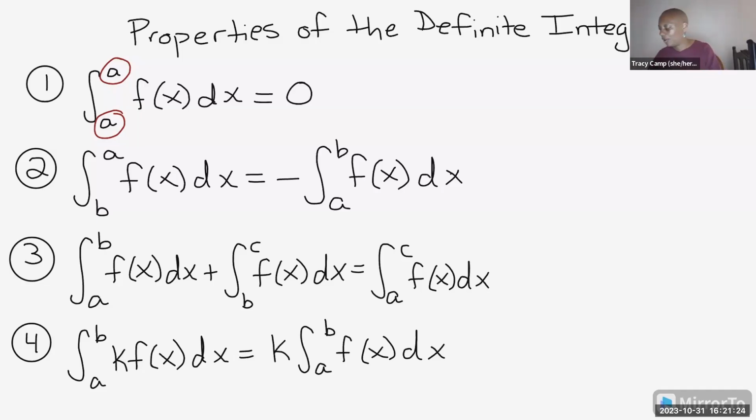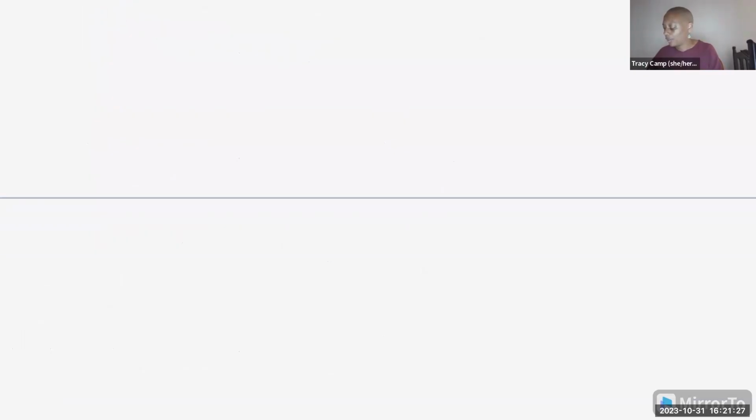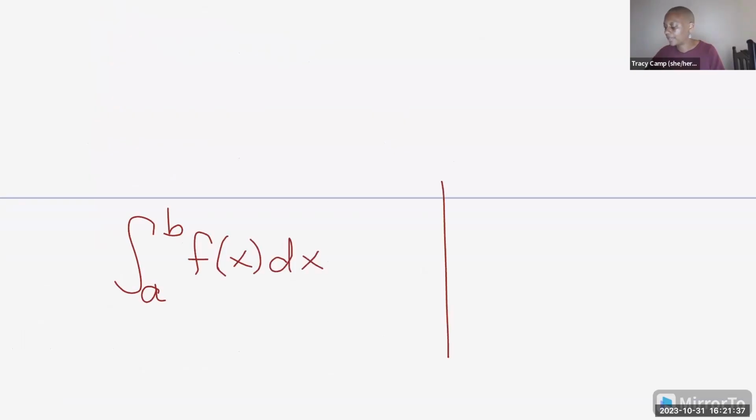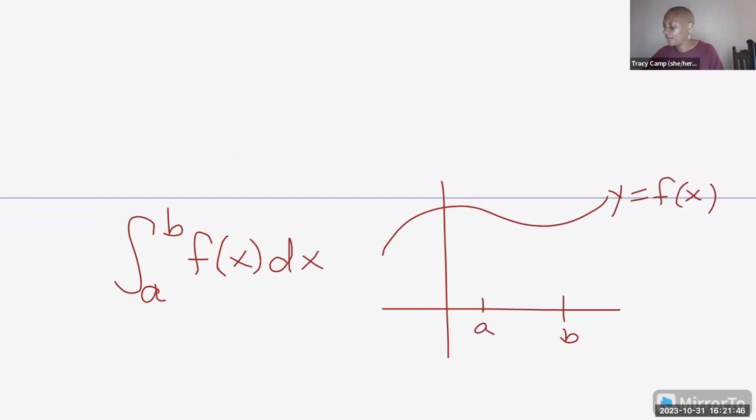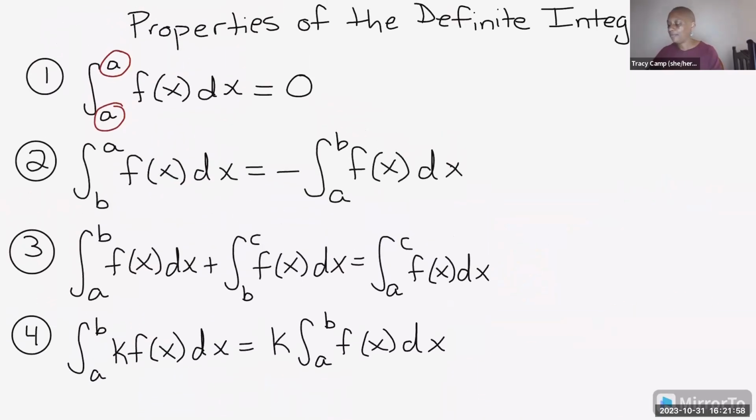You might recall from section 4.2 how I talked about how the definite integral from A to B of f of x dx represented, if this is y equals f of x, and here you have A, and here you have B, that definite integral is this area from A to B. But if you're going from A to A, there's no area. And so that's why that's zero. So I think that one makes sense.